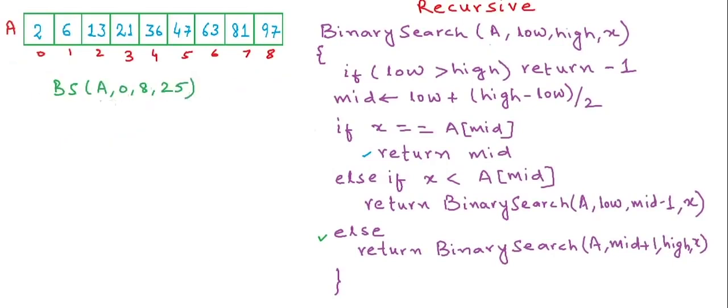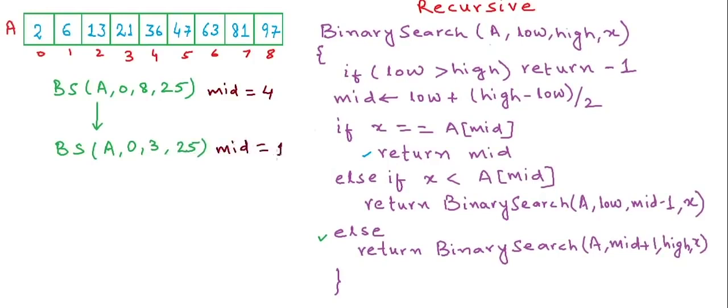So we make this call to binary search from the main method. Now once again we calculate the mid. Now the element at index 4, 36, is greater than 25. So we make a recursive call to search for 25 from index 0 to 3. Okay, now is low greater than high? Is 0 greater than 3? No. So we go ahead and calculate mid.